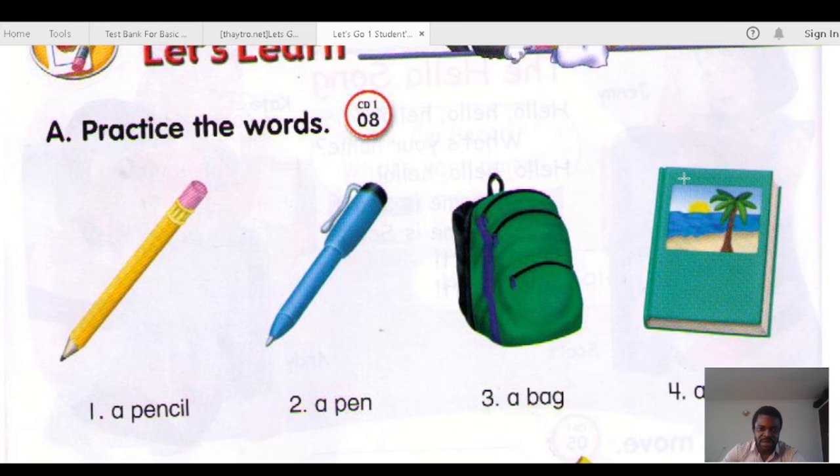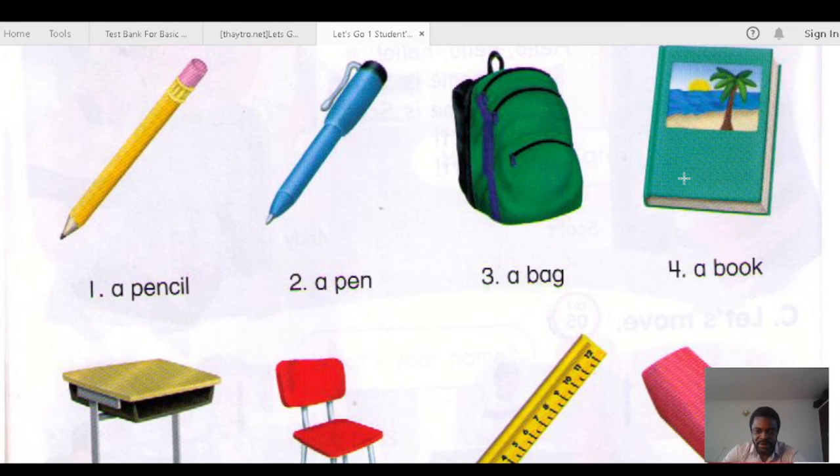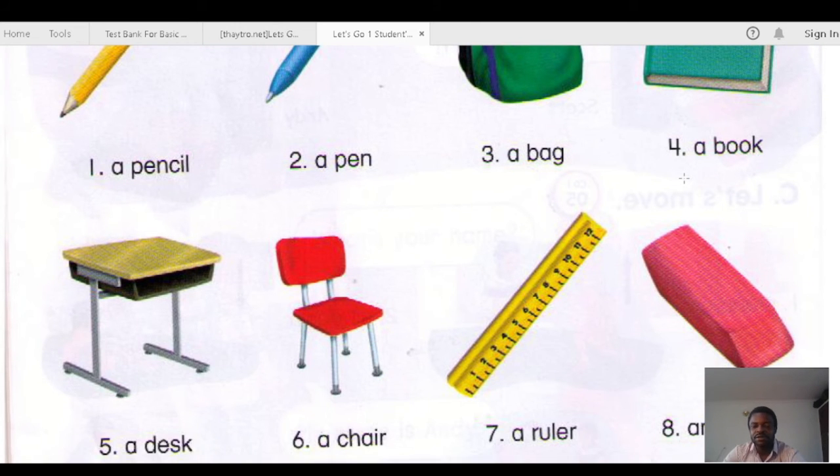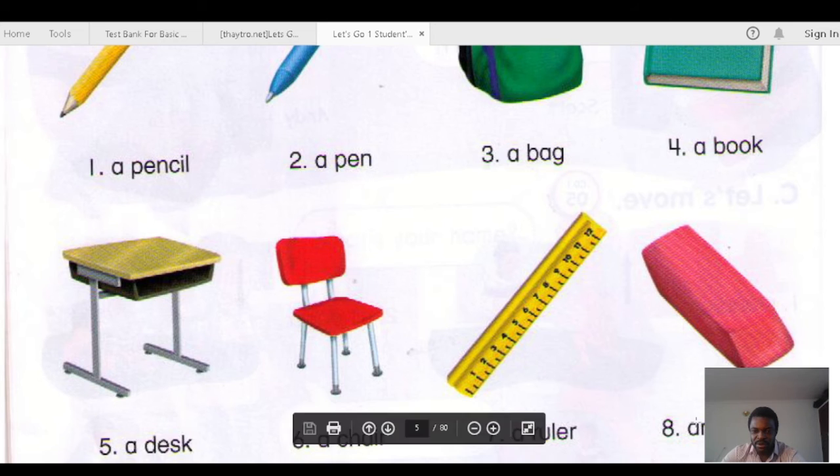When they tell you let's learn more, here they're talking about objects like pencil, pen, bag, book. All these ones are what? Names of something. These are nouns. I have a pencil. And when they use a, that means what? One pencil. We call a and an articles in the English language. We put them before a noun. Here you have a pencil, a pen, a bag, a book, an eraser.